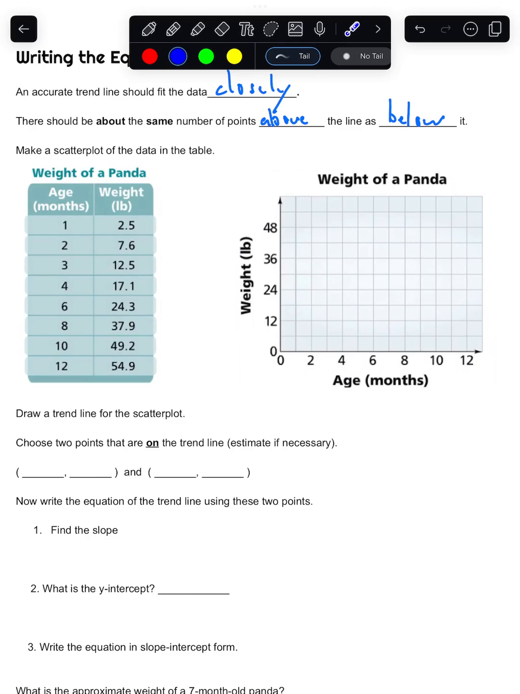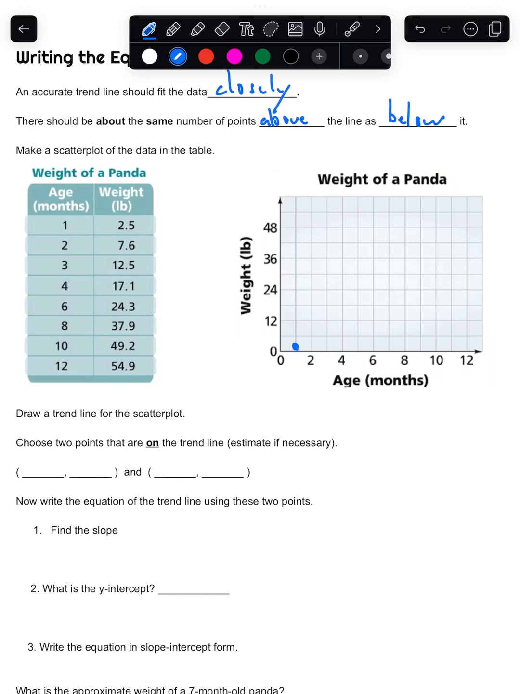Right? So 1 month, about 2.5. Well, let's see. I've got to look at my scale over here. Okay, if this is 12, I guess that means it's going by sixes. So that must be 6, 12, 18, and so forth. So 2.5 is going to have to be less than that 6, down in here somewhere. Pretty low on the graph.